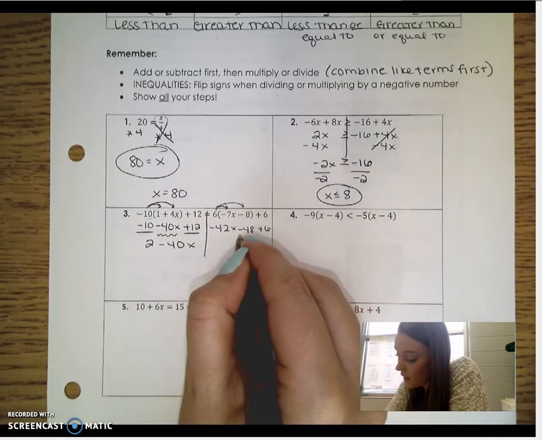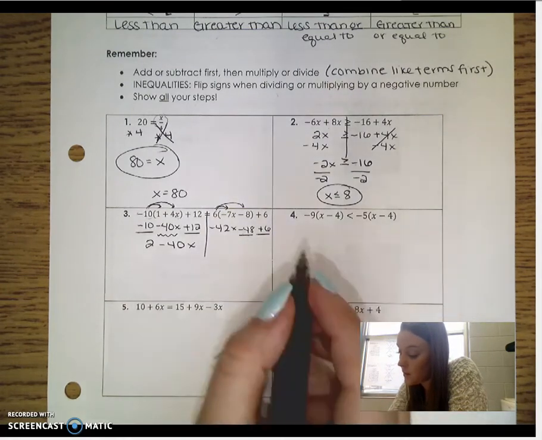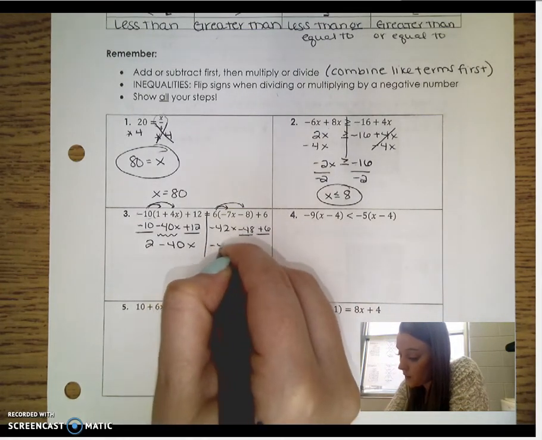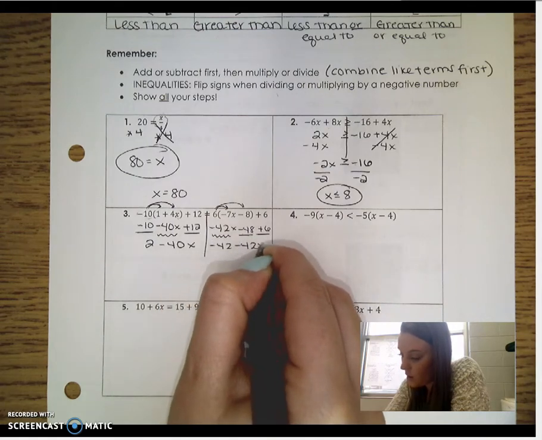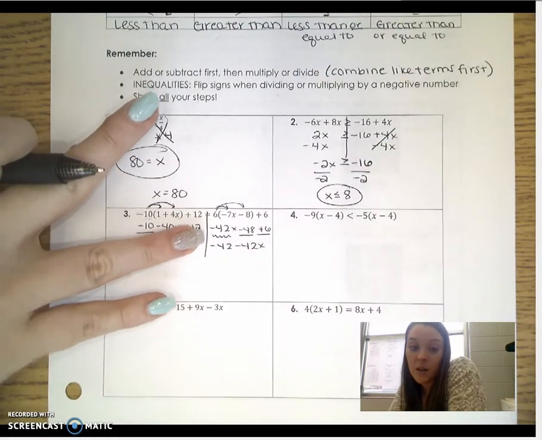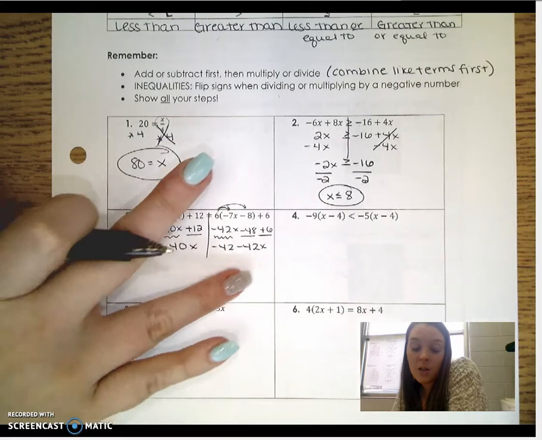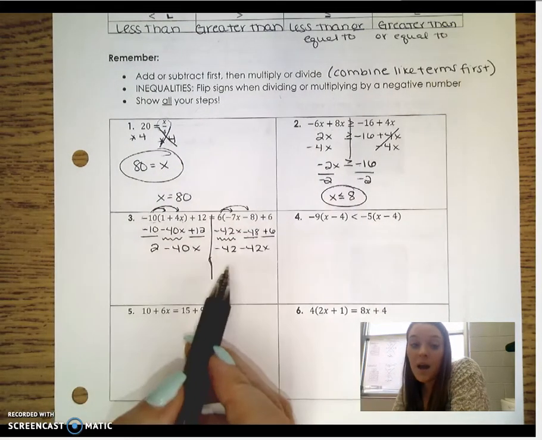On this side, I have a negative 48 and a positive 6. Negative 48 plus 6 is negative 42. And I'm going to leave this negative 42x the same. So all I did was combine like terms over here, combine like terms over here. Now when I combine like terms and they have to cross this line, I have to use inverse operation.